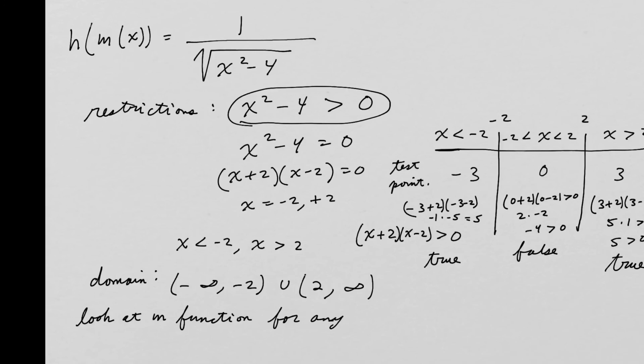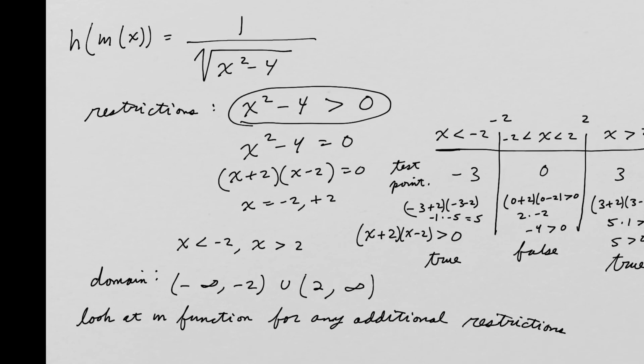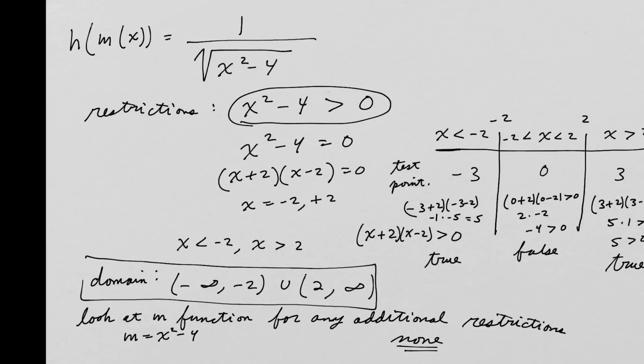for any additional restrictions. Well, remember the m function is m equals x squared minus 4. Are there any issues with any of those inputs for x? No, right? Its domain is all real numbers from negative infinity to positive infinity. So there's no additional restrictions, right? So I'll say there's none. There's no additional restrictions. So this is the correct domain.